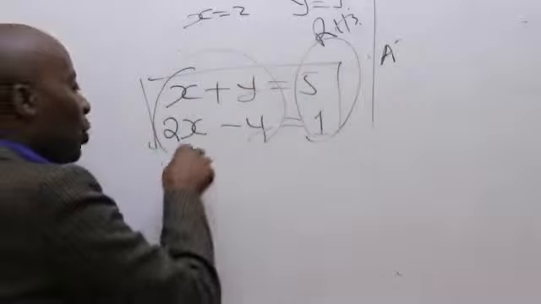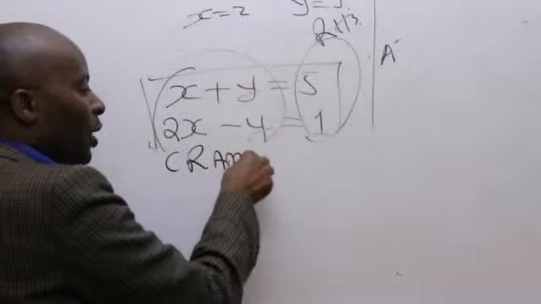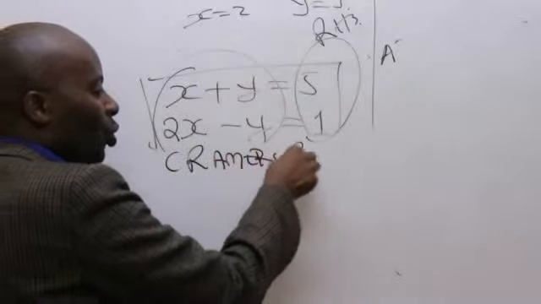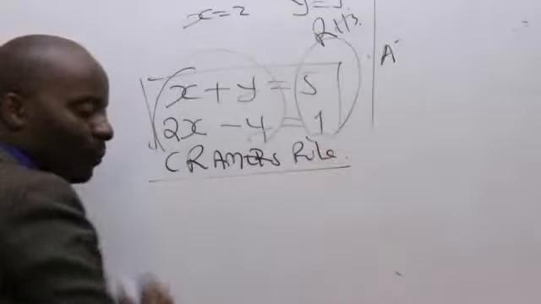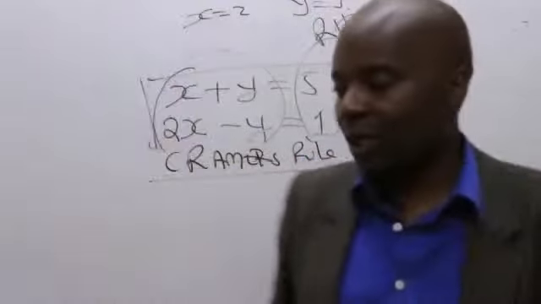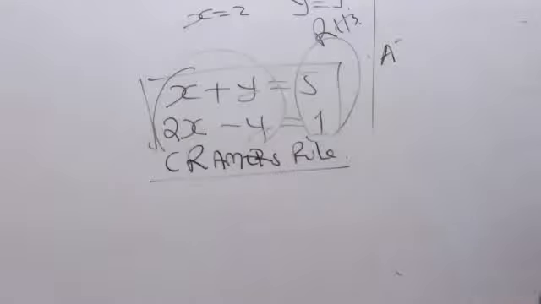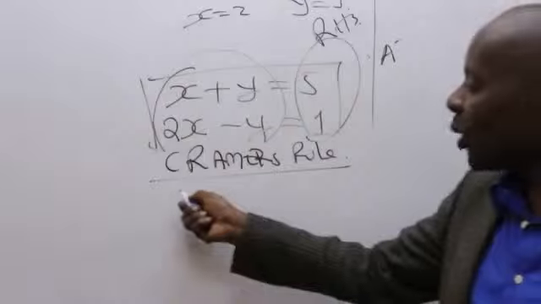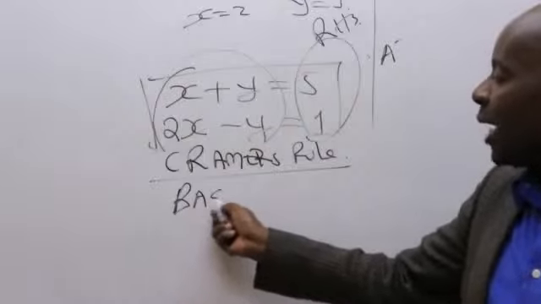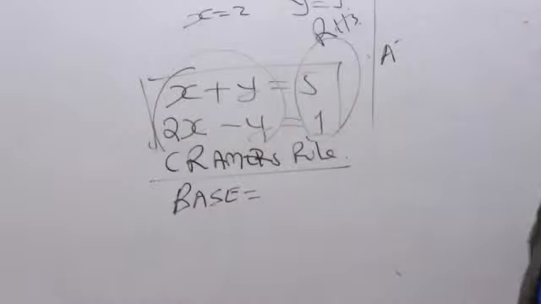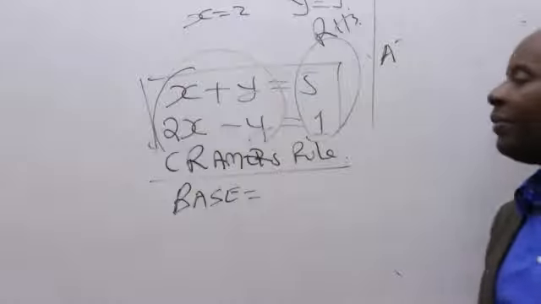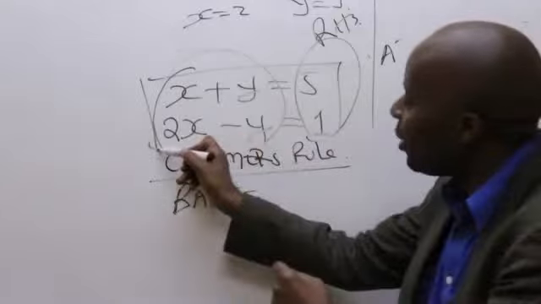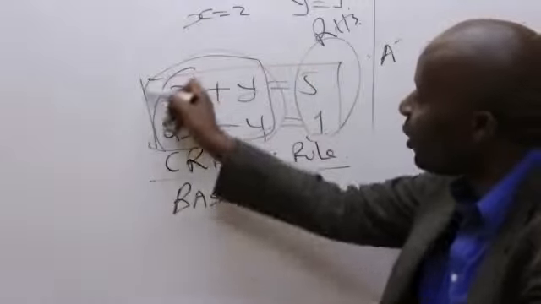So if somebody tells you to use Cramer's rule to solve the above simultaneous equation, how will we do this? The first thing that we'll do under Cramer's rule is to identify the base matrix. We say the base matrix is the one that has got which coefficients?